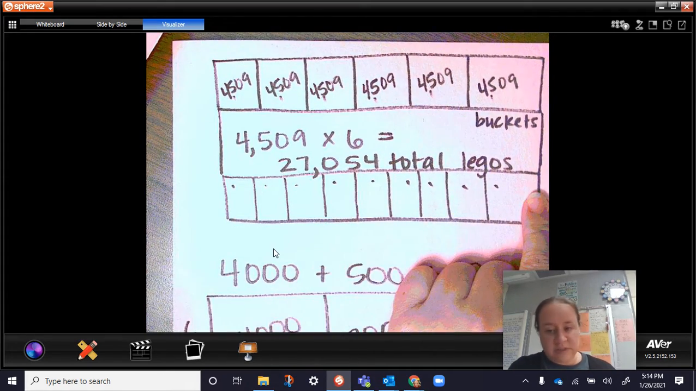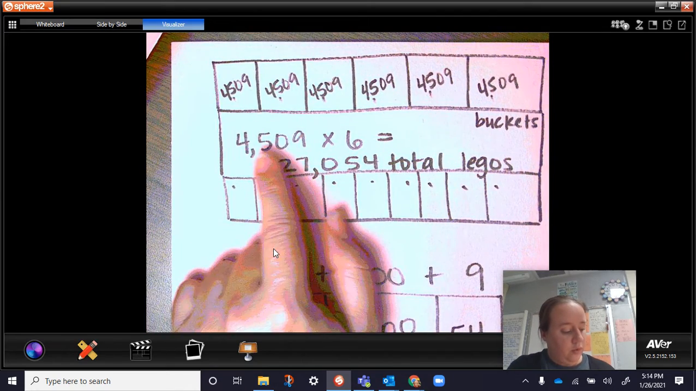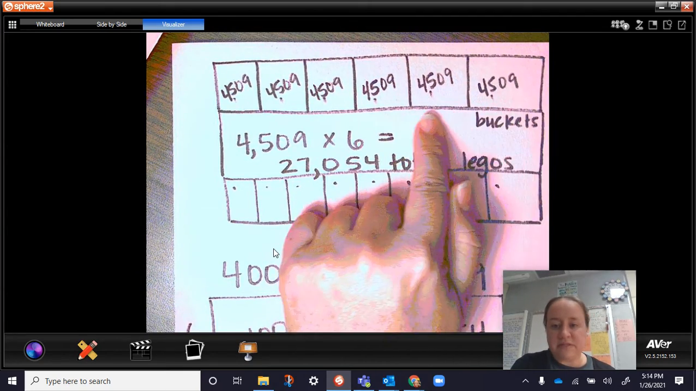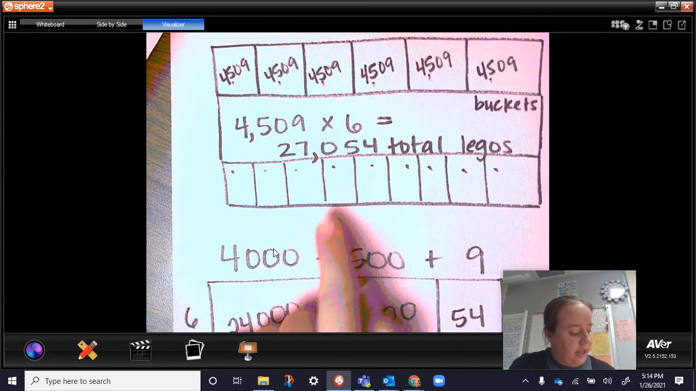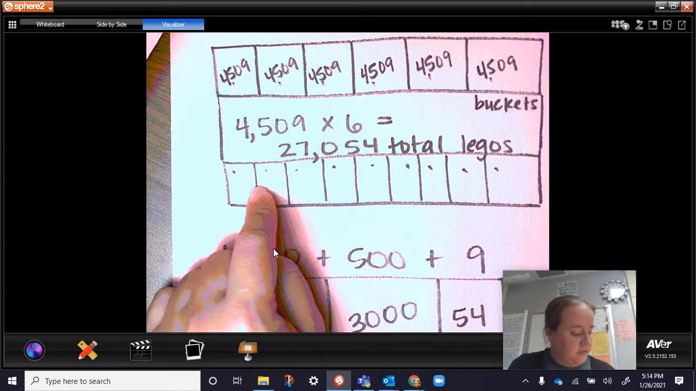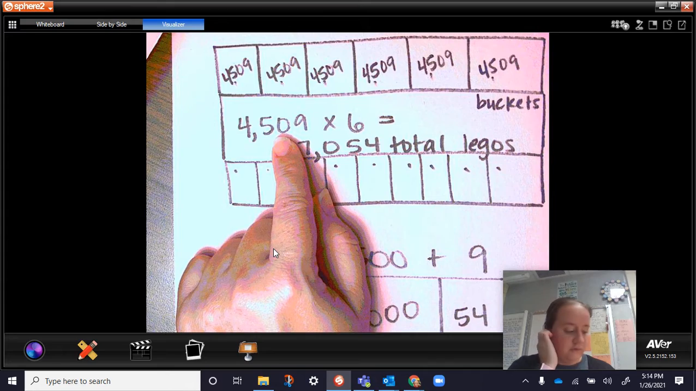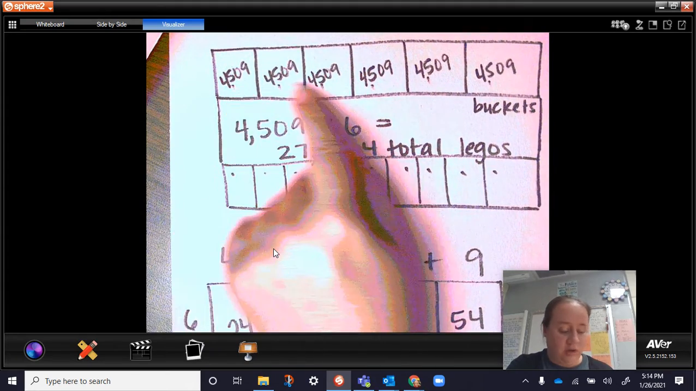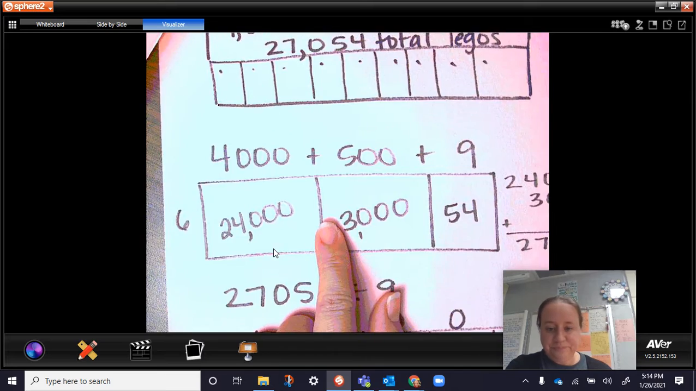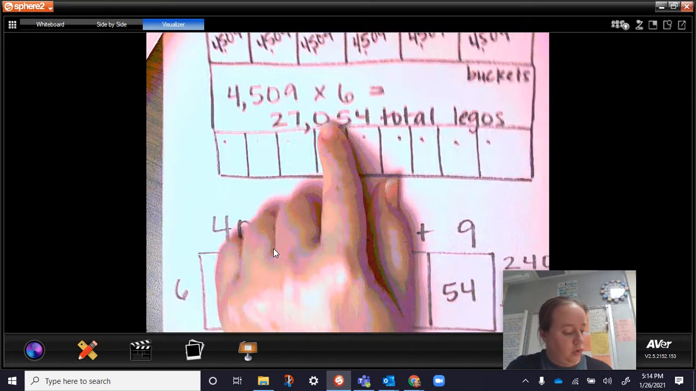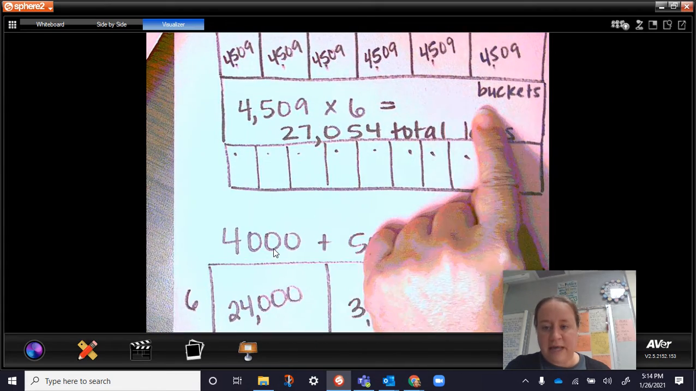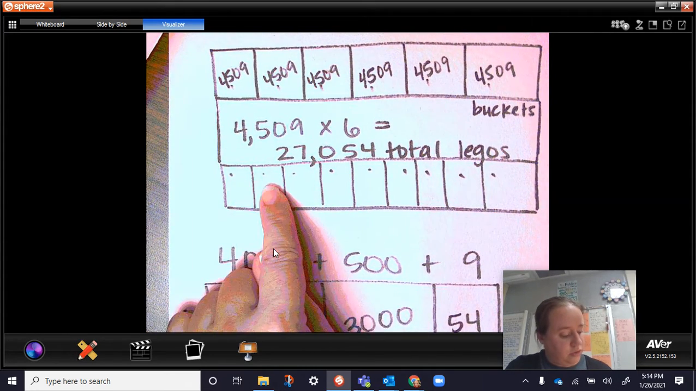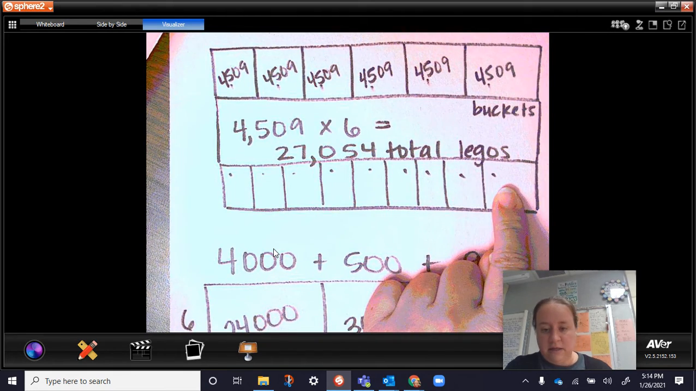Well, then it wants us to split them up. In order to do that, we need the total. So we multiplied 4,509 by 6 to figure out the total of this top part. If I were to split this by 9, I'd have to do each one. That's way too big of a job, way too confusing. If we get the total first, then it's easier to split just one number. So we found the total, and then we put it here to represent all the way across: 27,054 total Legos.